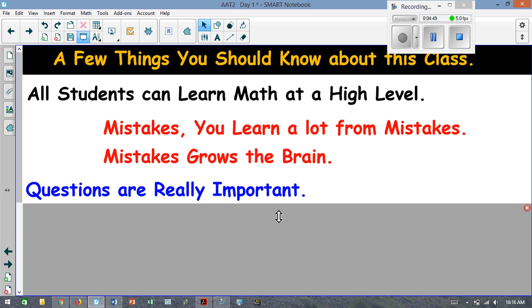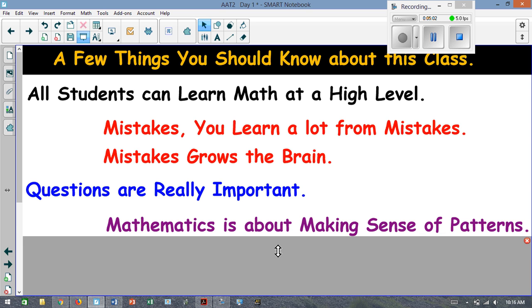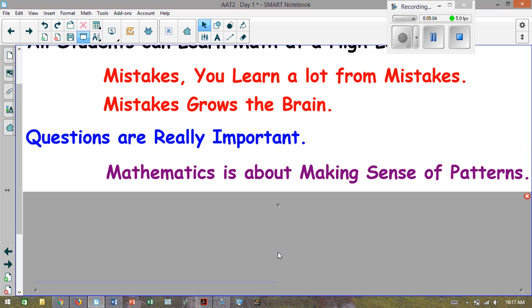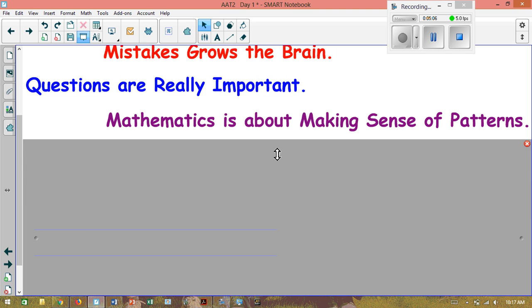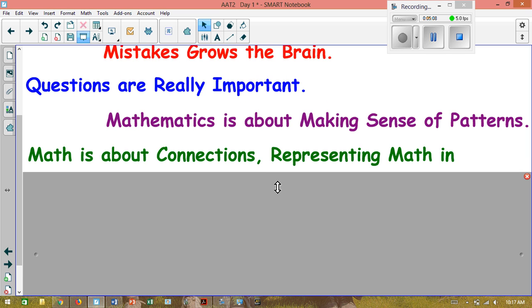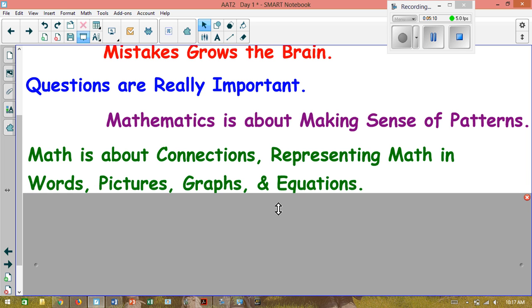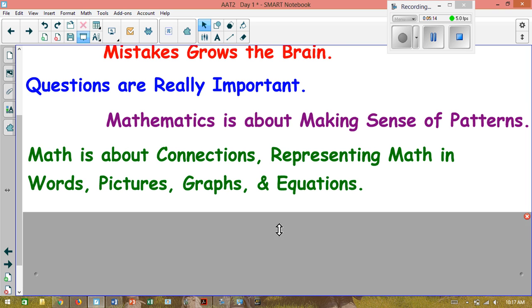Questions are really important, and I am not a mind reader. So if you have questions, I need you to actually ask because I cannot read your mind, and most of you probably don't want me to read your mind. So when you have questions, make sure you're asking. Mathematics is about making sense of patterns and then making connections between the math, representing it in words, pictures, graphs, and equations.